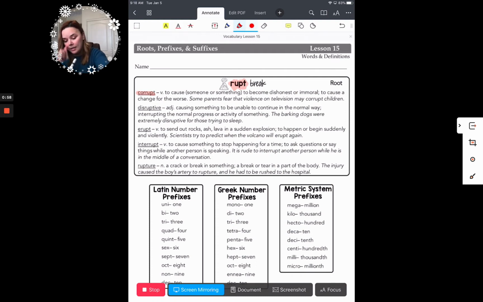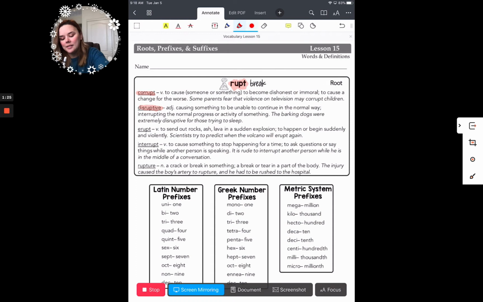Our next word is disruptive. Disruptive. So if something is disruptive, that's an adjective, and it's causing something to be unable to continue in a normal way or interrupts the normal progress of an activity. Right? So maybe the dog's barking is disruptive to you trying to do your work.